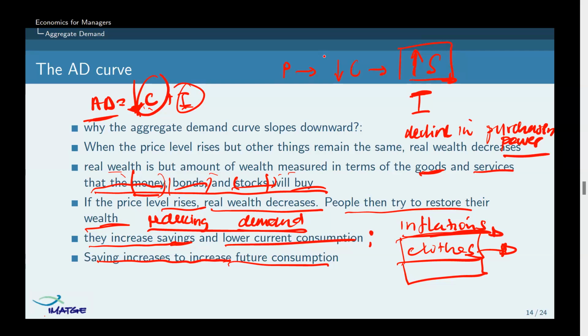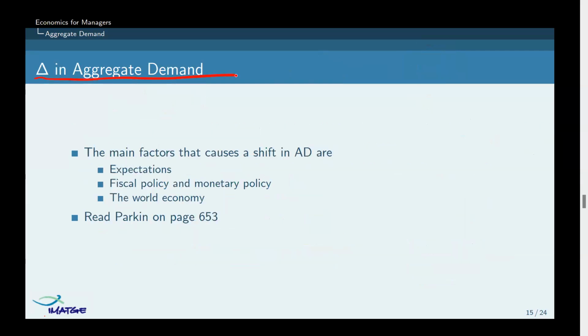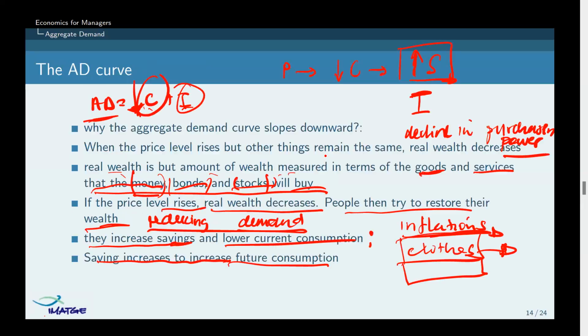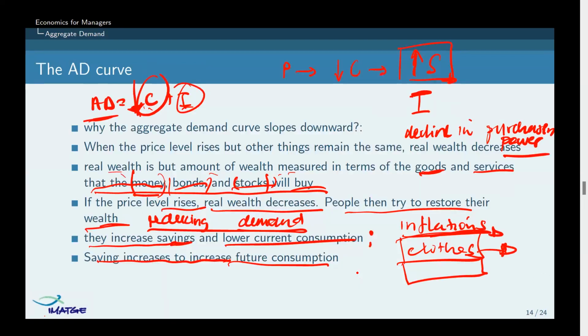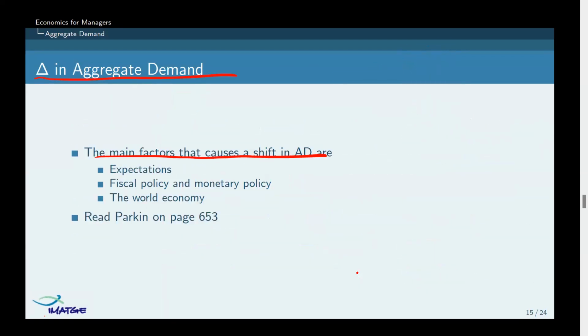Okay, so now let's look at changes in what? In aggregate demand. By changes in aggregate demand, we are looking at the main factors that cause a shift. Remember, we started with the price level. That's why you saw it's a movement along the same demand curve. But any other factor that affects aggregate demand other than the price, like expectations, fiscal and monetary policy, I would refer.